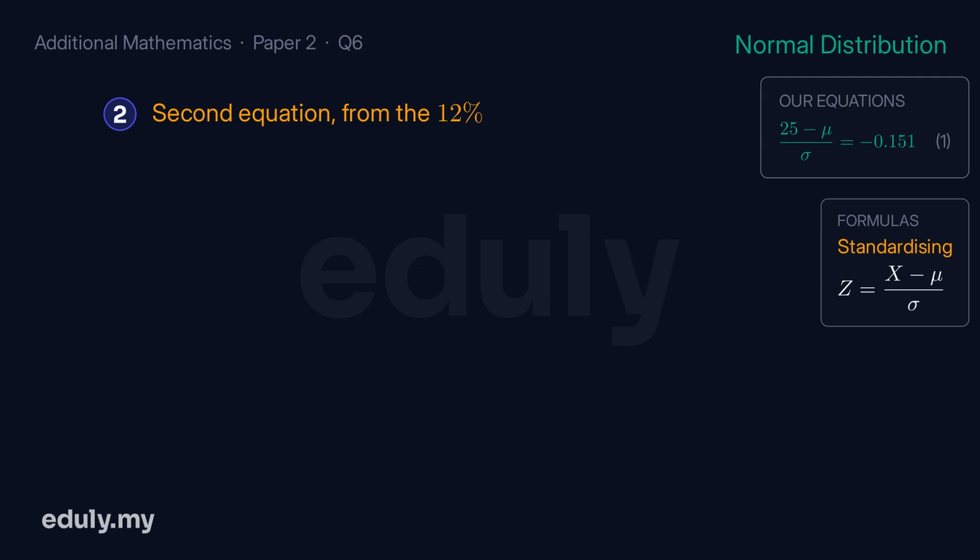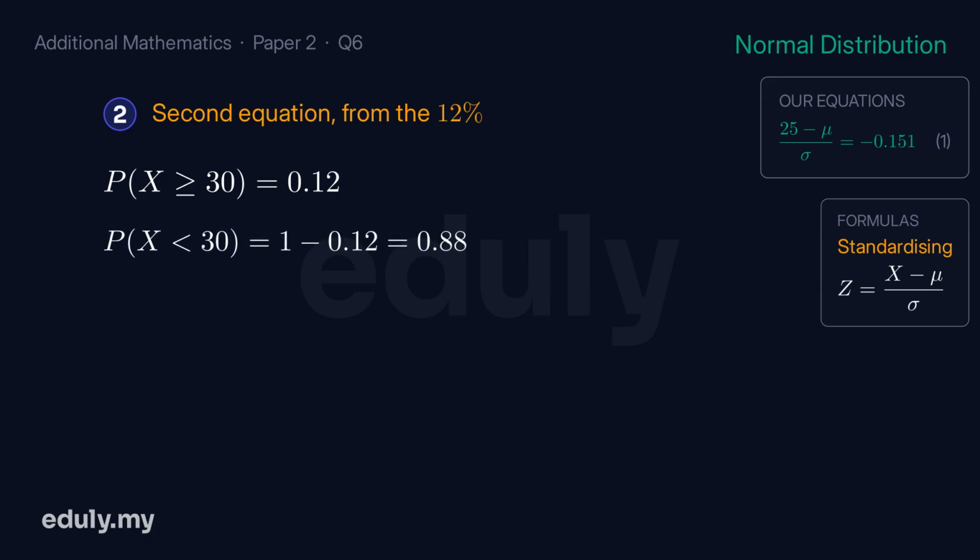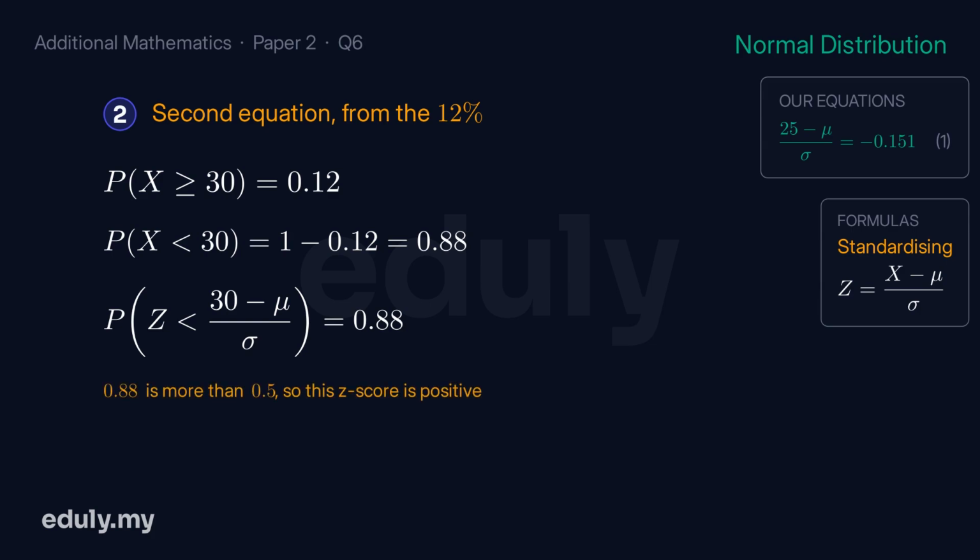Step 2. Now an equation from the 12%. 12% are obese, at or above a BMI of 30. The table works with the area to the left, so we take the complement. The chance of being below 30 is 0.88. Standardizing 30 the same way gives this. This time the area is more than a half, so the point is to the right of the mean and the z-score is positive. The table gives 1.175. That is equation 2.